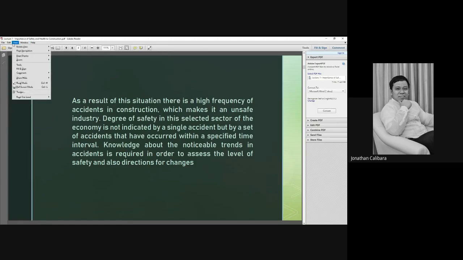Knowledge about the noticeable trends in accidents is required in order to assess the level of safety and also give directions for changes. Yeah, the words: knowledge about the noticeable trends. So, this way, research is one way of having an idea to proceed or to understand the situation of today's safety and health trends. So next slide.